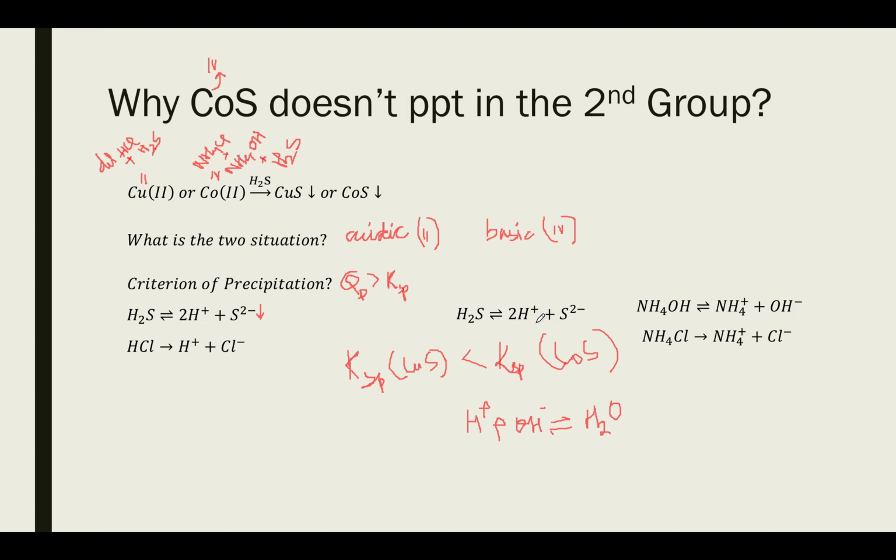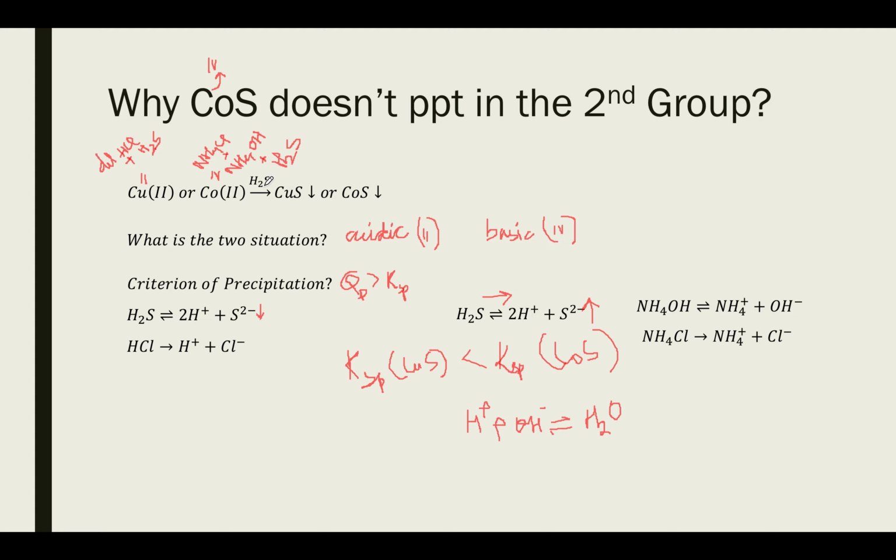So there is a reduction in H plus ion here. The equilibrium will be shifted towards the right hand side, because of which the concentration of sulfide ion will increase under basic condition. Because of that, the Ksp of cobalt sulfide is reached, and at that moment your Qp, the ionic product, will exceed the Ksp of cobalt sulfide, and therefore cobalt sulfide will be precipitated under group 4 condition.